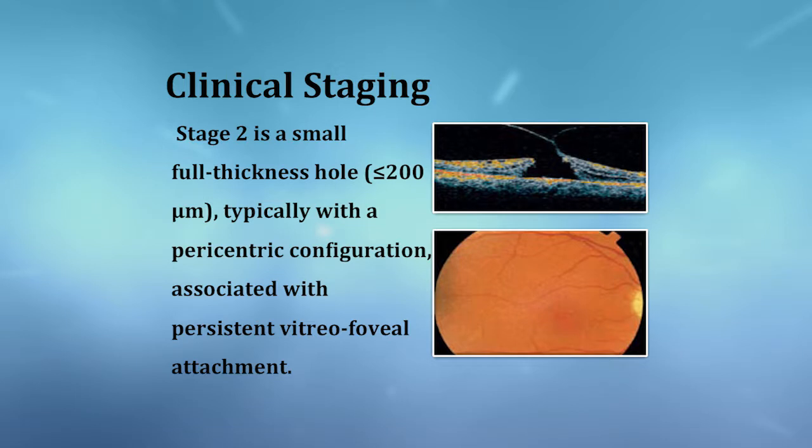Stage 2 hole: here we will see a full thickness hole, but less than or equal to 200 micron in size, typically with a pericentric configuration, associated sometimes with vitreofoveal attachment. The vitreous is still attached and may exert some traction on the hole itself.